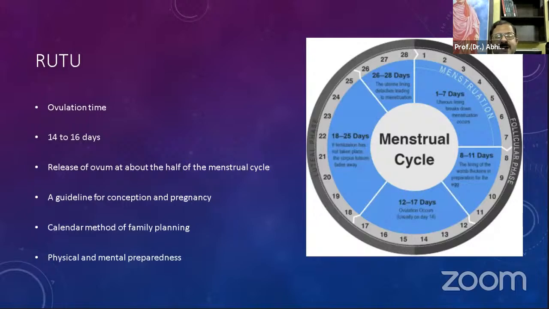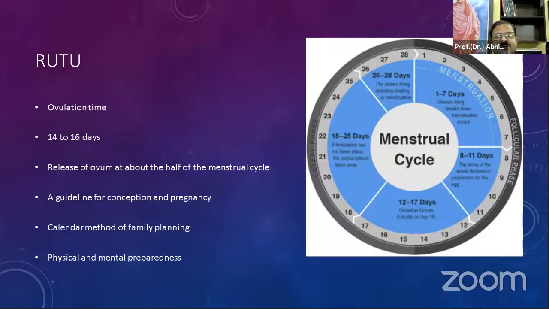In the ovulation time, if the ovum is present and at the same time spermatozoa are there, there is fertility, that is conception. If at the same time both are not present or one is not present, fertility or conception is not possible. So a regular menstrual cycle is very important. It is very important for having a child.